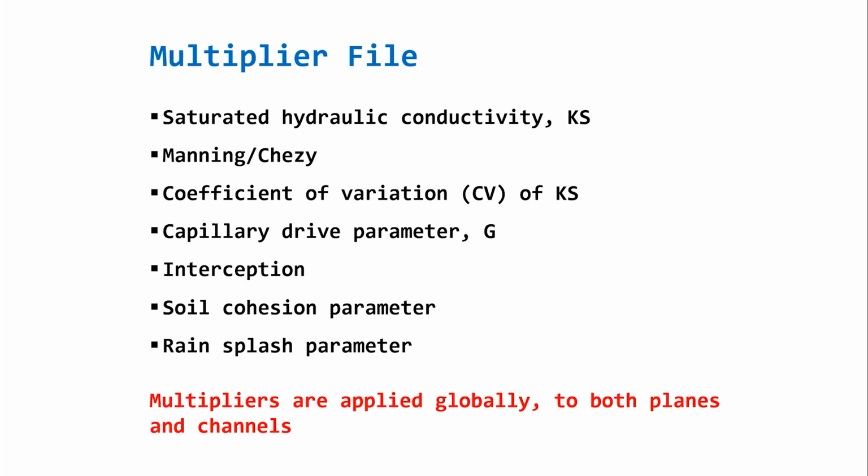Okay, so we have similar multipliers, again, for Manning's or the Chezy. You can use either one of those. For the coefficient of variation, the capillary drive term, and that has to do with the initial suction abstractions, interception, and then again multipliers for the cohesion term and the rain splash parameter. And again, these, as noted, the multipliers are applied globally, both to planes and channels.